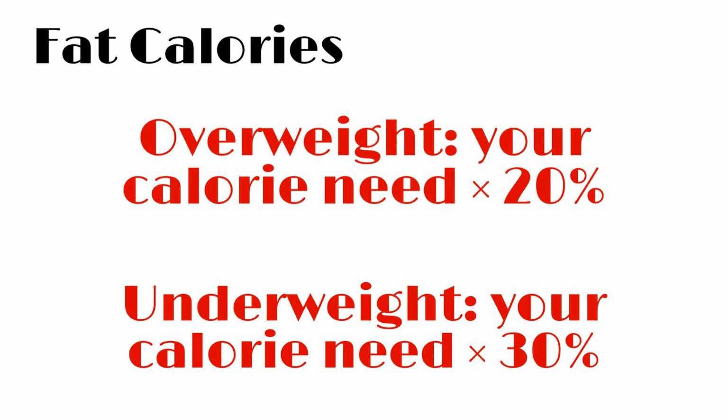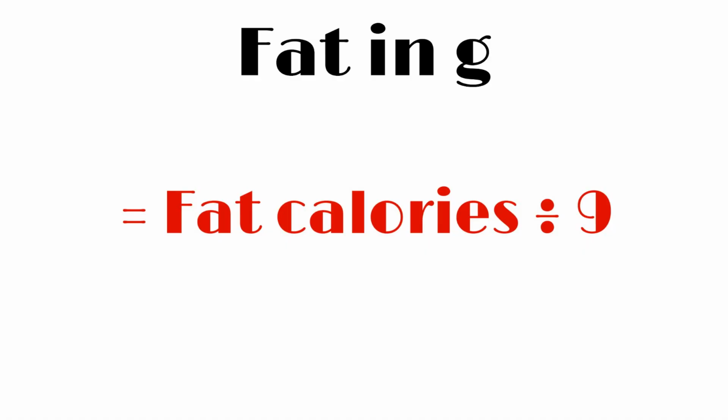That means if it's 1000, it's 300. If it's 2000, it's 600. Okay, so then if you need to find out the grams of fat you need, you divide that amount of calories by 9. So it will lead up to your gram amount.